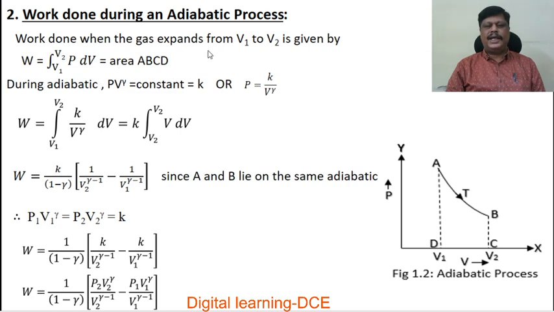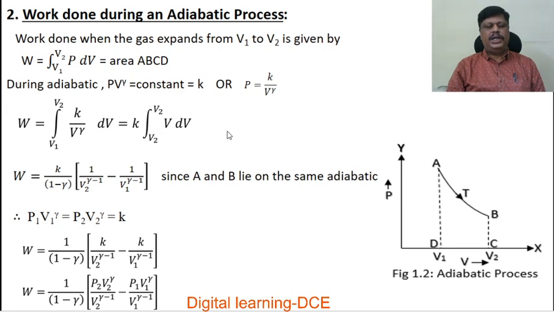So work done when the gas expands from V1 to V2 is given by W equal to integration of dW, that is V1 to V2, dW is PdV, that is equal to the area of ABCD. During the adiabatic process, PV to the power gamma is equal to a constant K, or P is equal to K by V to the power gamma. Substituting P equal to K by V to the power gamma in this equation, we get work done W equal to integration V1 to V2 of K by V to the power gamma dV. K is a constant.